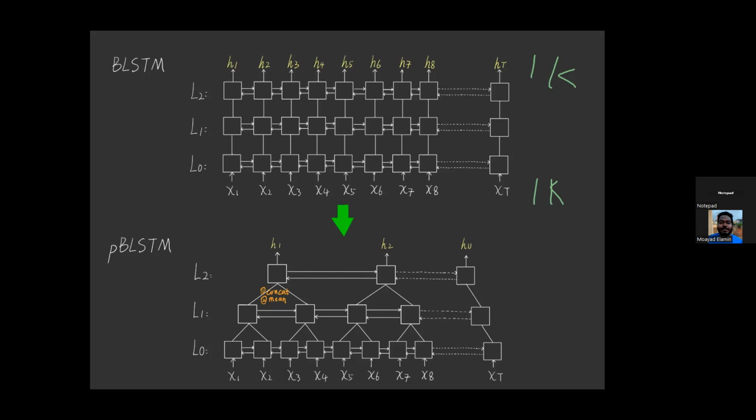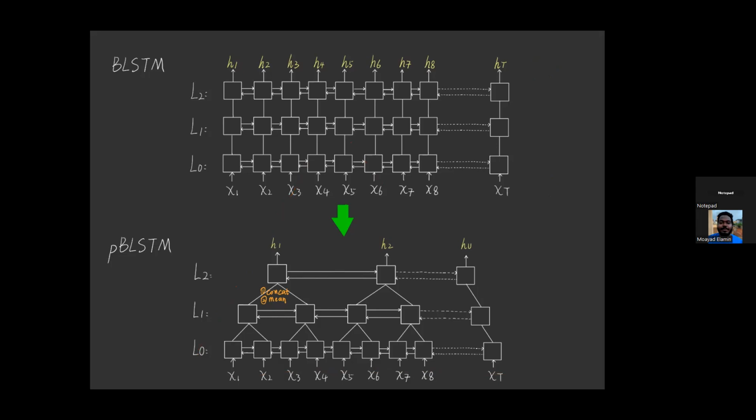Alternatively, we would use something called a pyramidal bidirectional LSTM. The idea is that we have a pyramid of LSTMs that will concatenate or reduce the input length as we go through the layers, and this will allow us to have better performance with smaller models that will retrieve information in a much more efficient way.